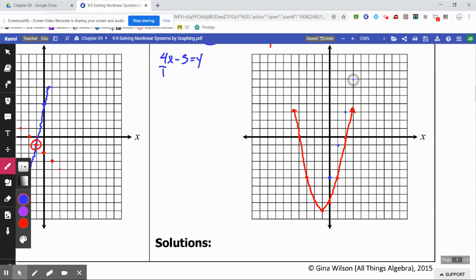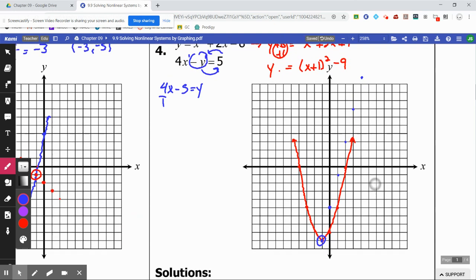Now I'm going to have to graph my parabola a little bit further just to see. 1, 2, 3, 4, and left one. There's my point of intersection there. But my parabola, I'm going to have to extend it on a little bit further.